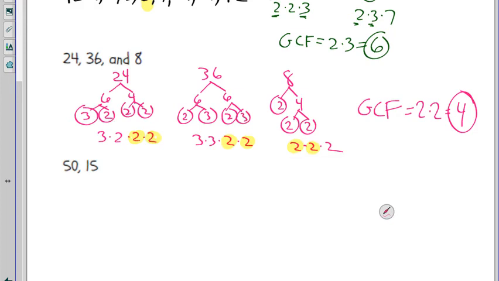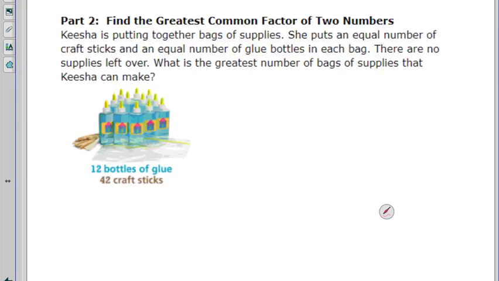I'd like you to find the greatest common factor of 50 and 15. Let me know what you find.